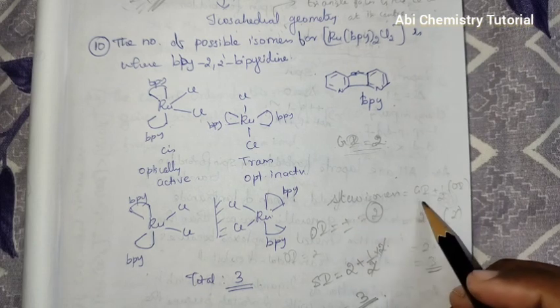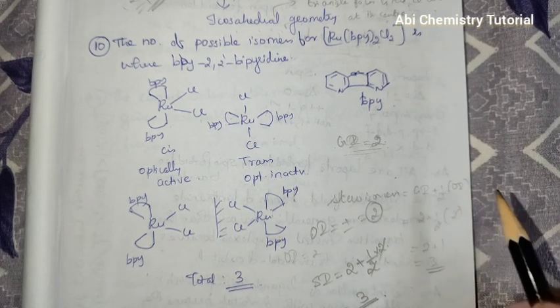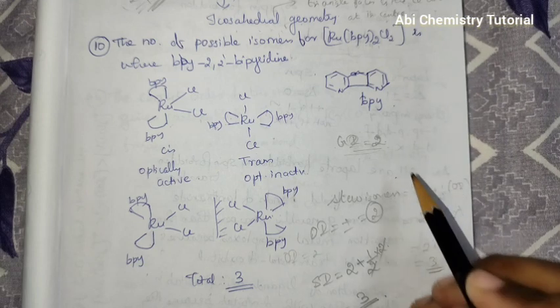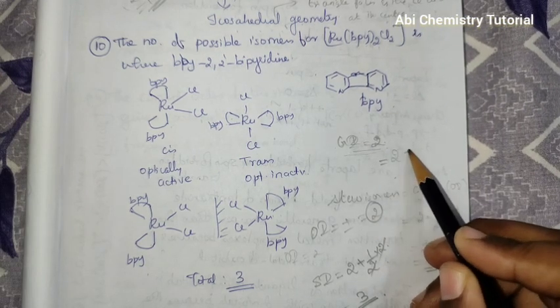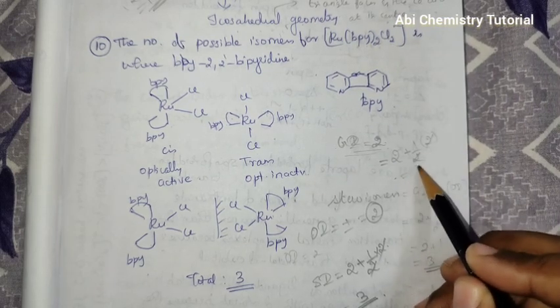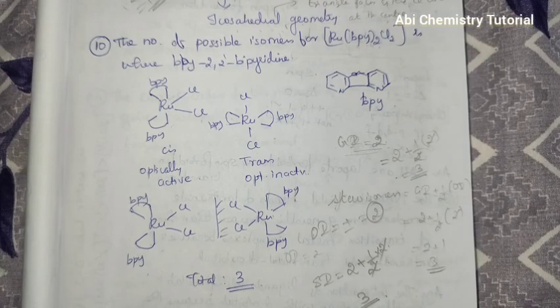So the number of stereoisomers can be calculated using the formula: geometrical isomers plus half into optical isomers. So geometrical isomers are 2, plus half into optical isomers, which are also again 2. So the answer is the total number of isomers possible is 3.